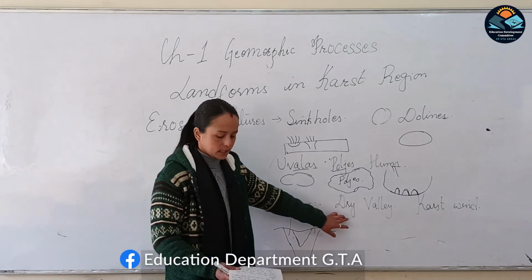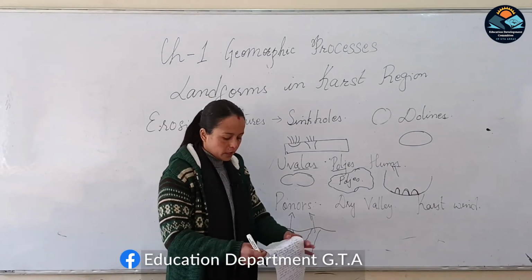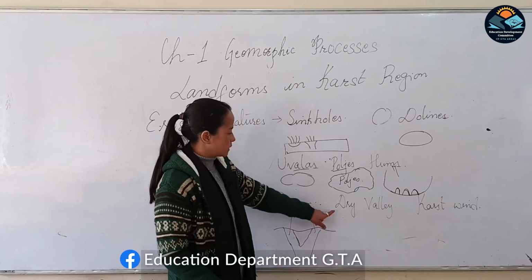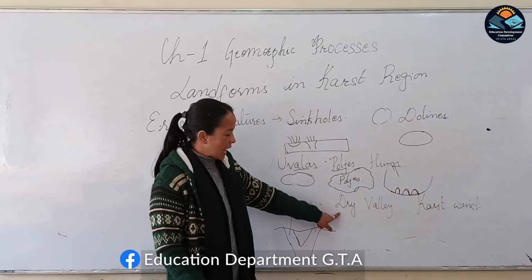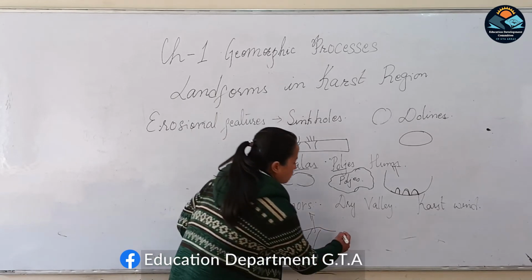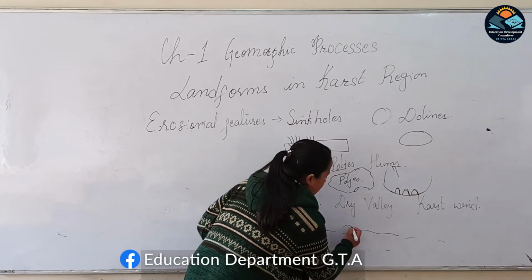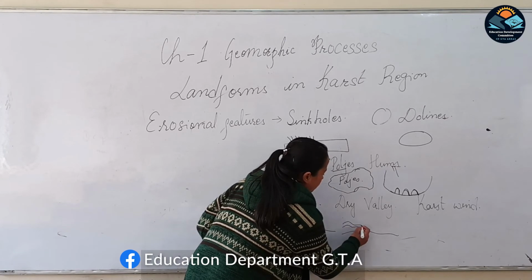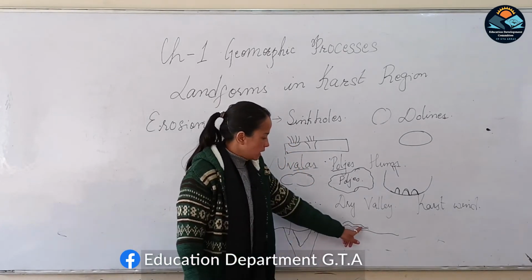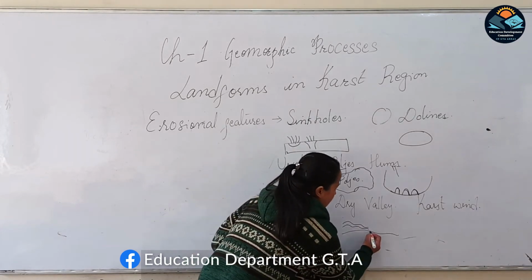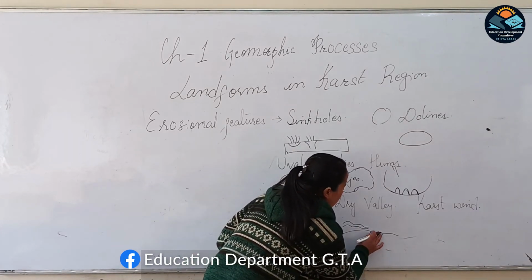Next one is the dry valley. Here in the dry valley, what happens is the streams and rivers on the land surface. Suppose a river is flowing on the surface here, but finally the stream reaches a place where there is a hole.